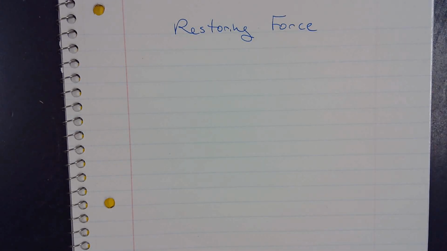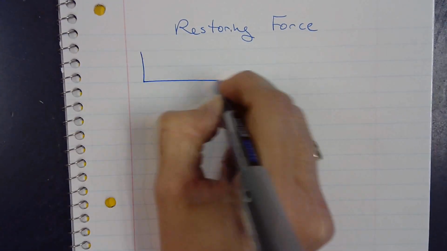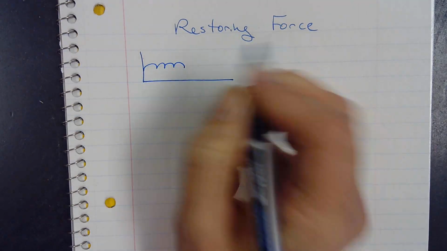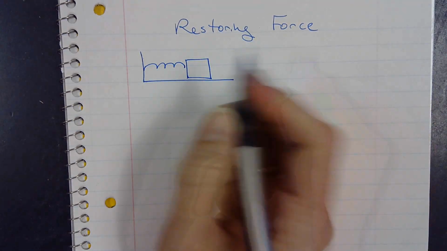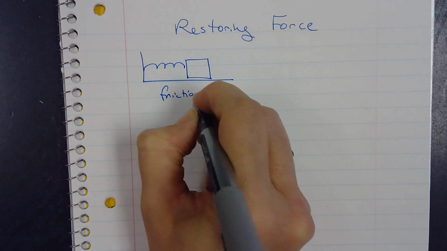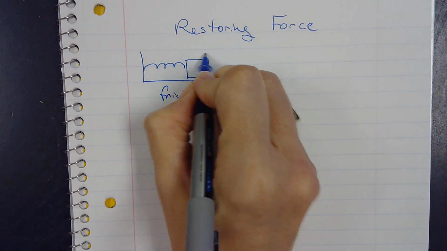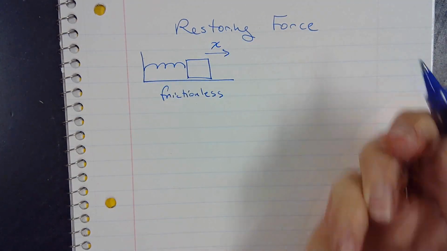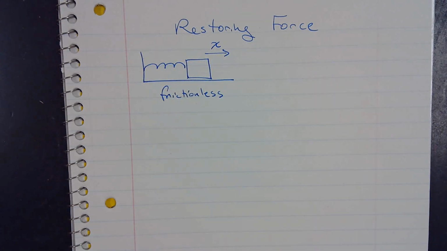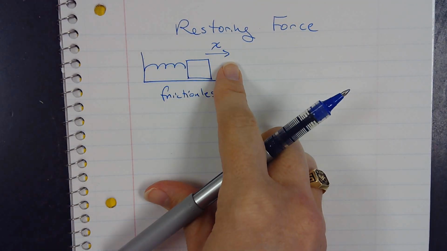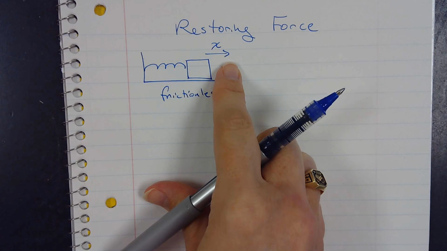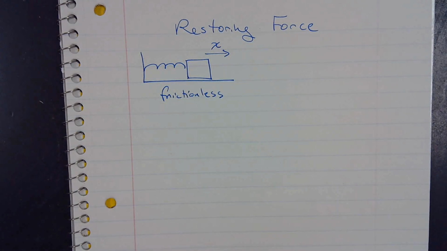Okay, so restoring force. The classic example of this is a mass on a spring. So if I draw, we have a spring, and we have a mass, and this is a frictionless surface. And if I pull the mass this direction, if I displace it that way, what is the spring going to do to it? If I pull it to the right, what does the spring do? Which direction? Back to the left.